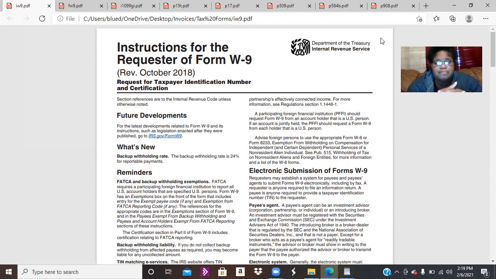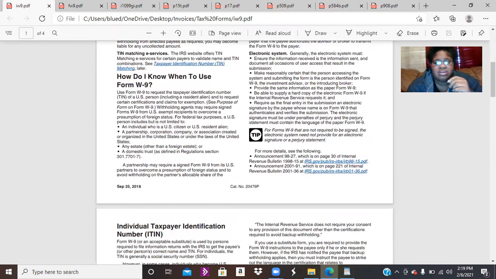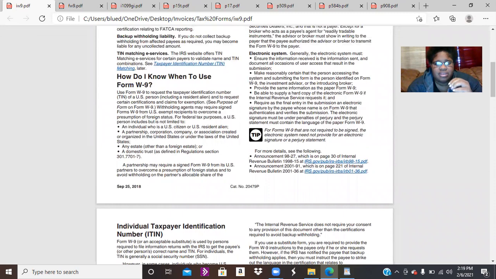Go over what you should have a tax preparer explain if you don't understand it. Basically right here, these are the instructions for the requester of the form W-9. It tells you what you use it for. If you run your own business and you're going to contract out to somebody else, a W-9 is what you would fill out and give to them so you can get paid. Basically, that is my understanding of it.